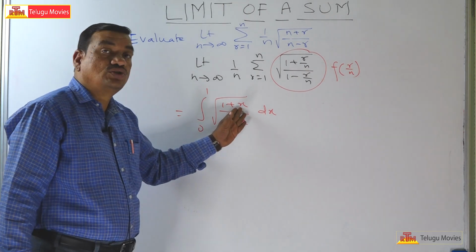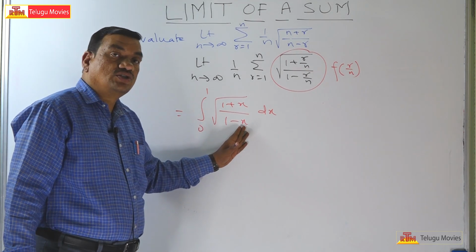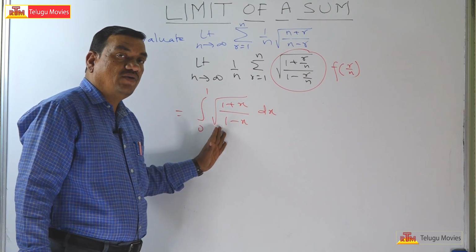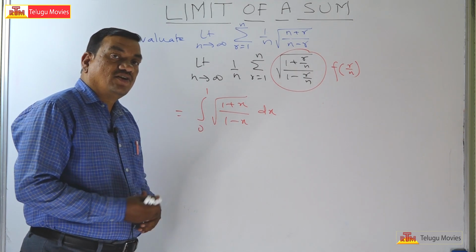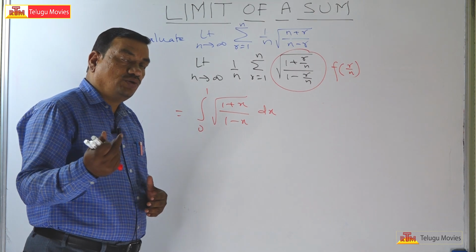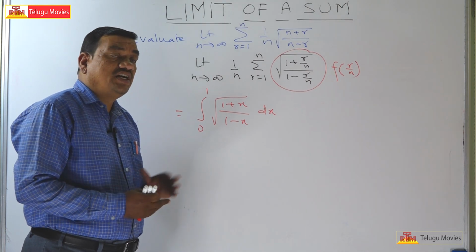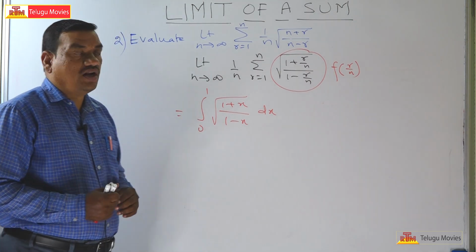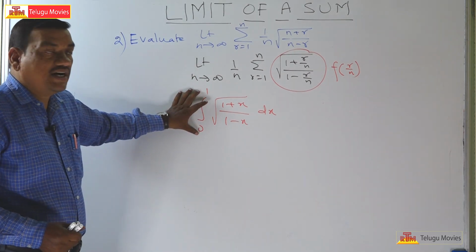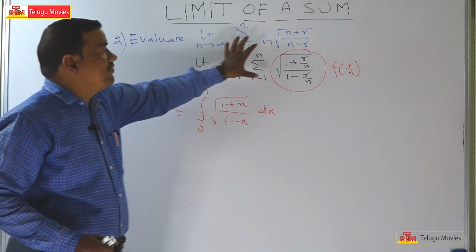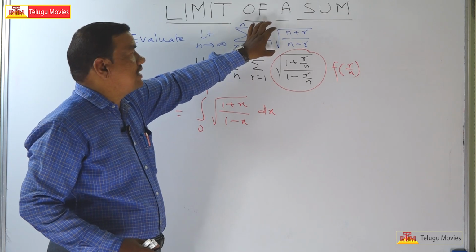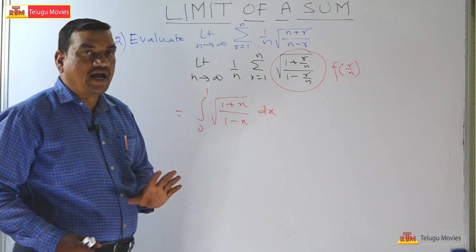Here we will put cos 2 theta, so 1 plus cos theta by 1 minus cos 2 theta. Again cos 2 theta is equal to x. We will differentiate and the limits also will change. Now I will explain the solution later. Now, how to convert the given limit of a sum problem into this format, I am going to explain.